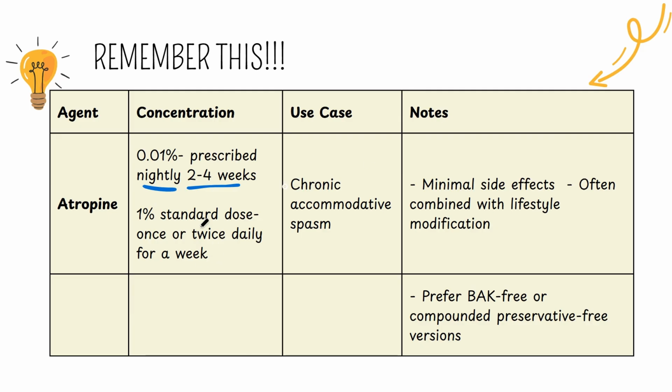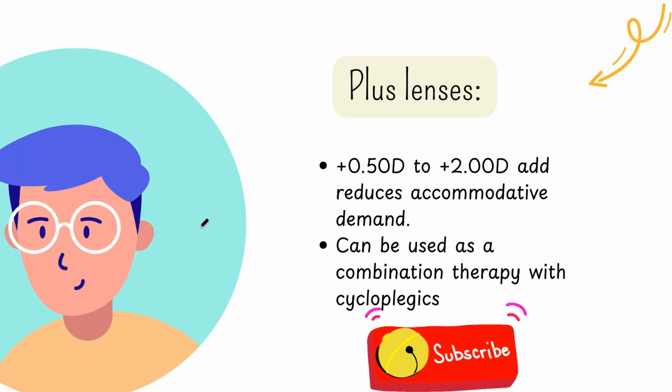Now, this is used specifically for chronic accommodative spasm, and when you talk about the 0.01%, it has minimal side effects. But when you talk about 1% standard atropine, it comes with its side effects. Now, to prevent those side effects, it is better if you prefer a BAK-free solution or a compounded preservative-free version of atropine. Alright, then we have something known as the plus lenses.